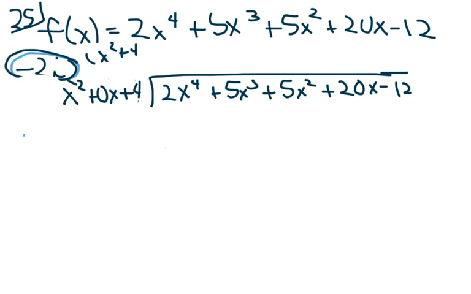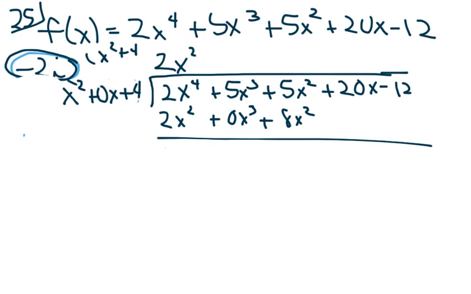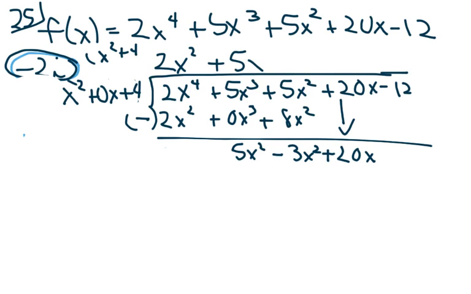Alright, so let's divide this out, and we're going to get 2x squared. So this will be 2x to the fourth. Then you're going to have a 0 here, plus 8x squared. And subtract. So we're going to get 5x cubed, minus 3x squared. Bring down your 20x plus 20x. So the next term would be plus 5x. Multiply out, and you'll get 5x cubed.